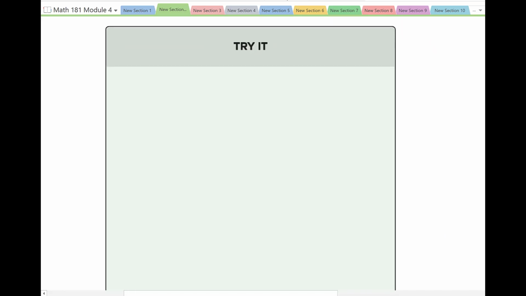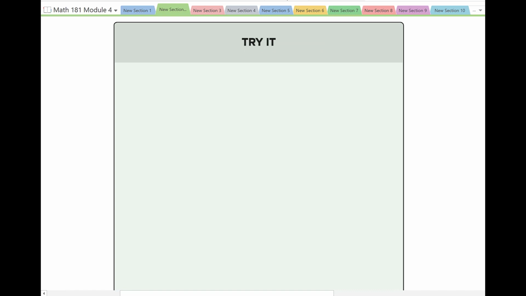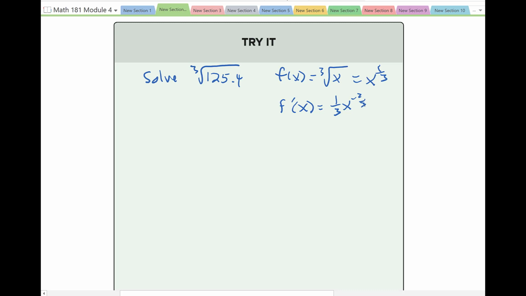And this one didn't print as well. So it says use linear approximations to solve the cube root of 125.4. So in this, our f of x equals the cube root of x, which is x to the 1/3. We've already seen one of these. F prime of x would be 1/3 x to the negative 2/3, which is 1/3 times x to the 2/3. Okay.